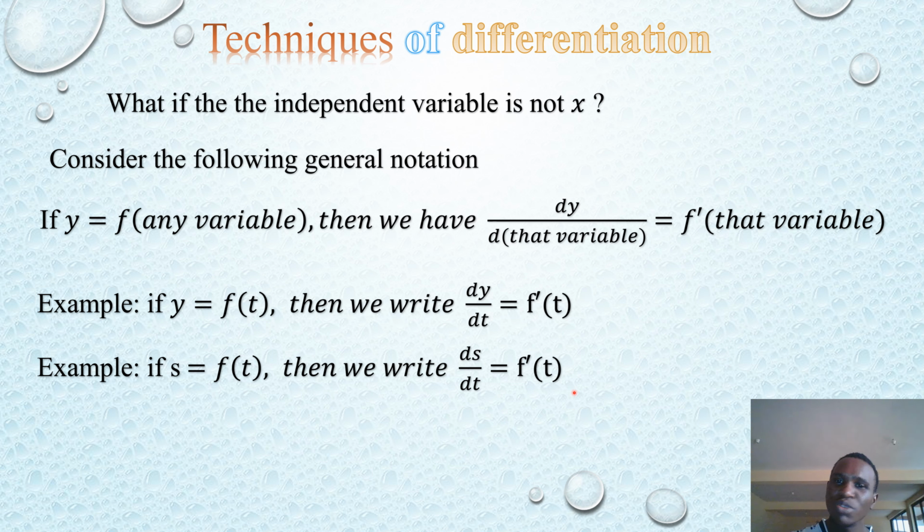Because students are very funny. You will give a student a function y equals, say, 5t squared, and I ask you to differentiate by writing dy on dx. Where is the x coming from? T is the independent variable, so you should write dy on dt instead. So take note of it, very important. If you write that in paper 2, they will just cross it, even though the answer you get at the end is correct.